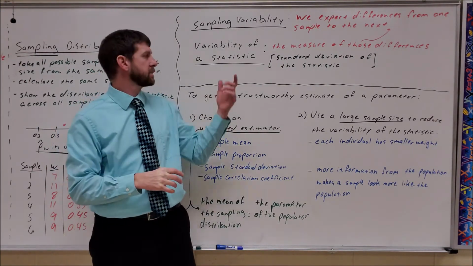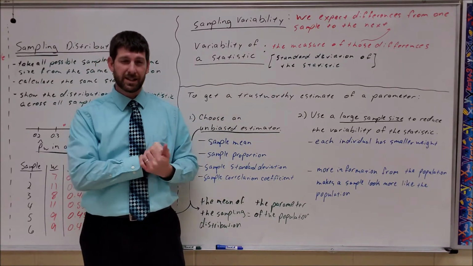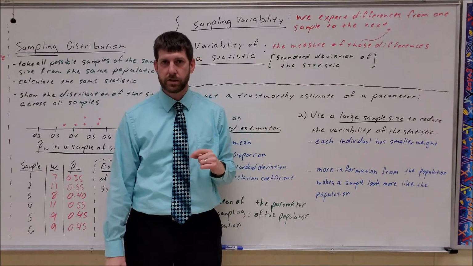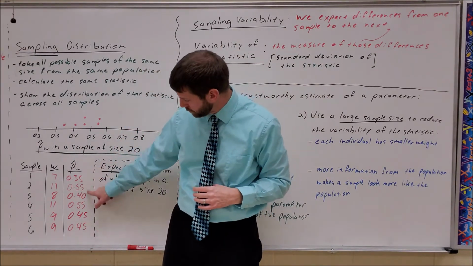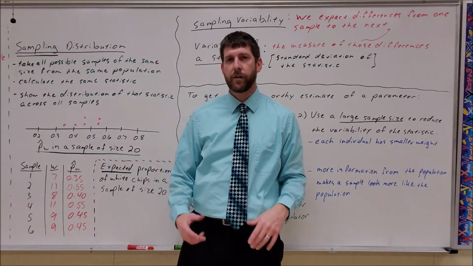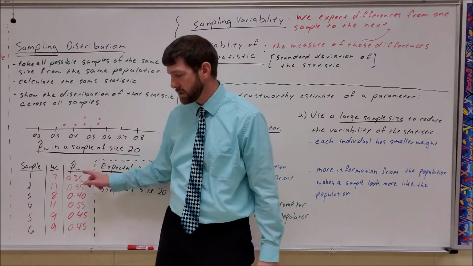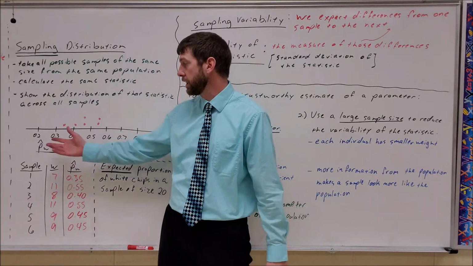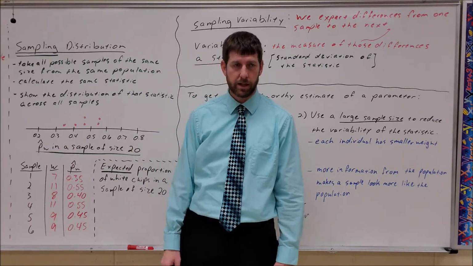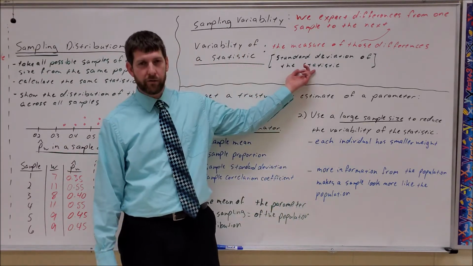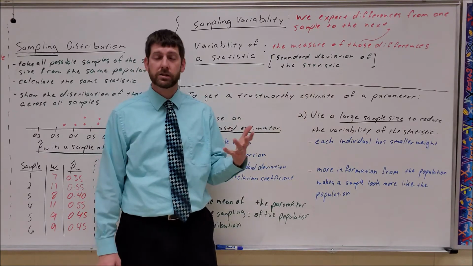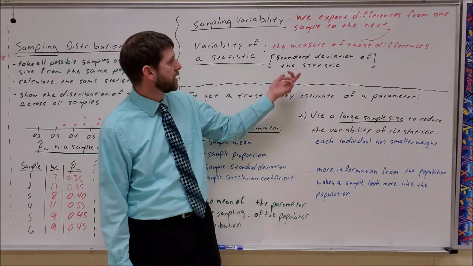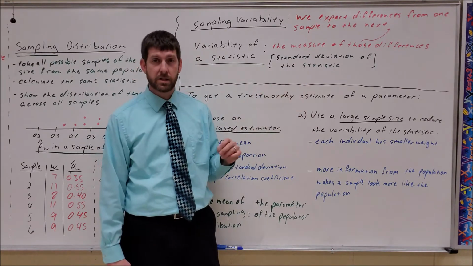Why we need that idea is because of this idea, variability of a statistic. So variability of a statistic is just the measure of those differences. So if these are my proportions of white chips, if I measure the differences of all these proportions, then I'm getting the variability in the proportion of white chips in a sample. And the way we phrase that is just standard deviation. That's all standard deviation is, right? Measure of differences, average difference. So standard deviation of the statistic.